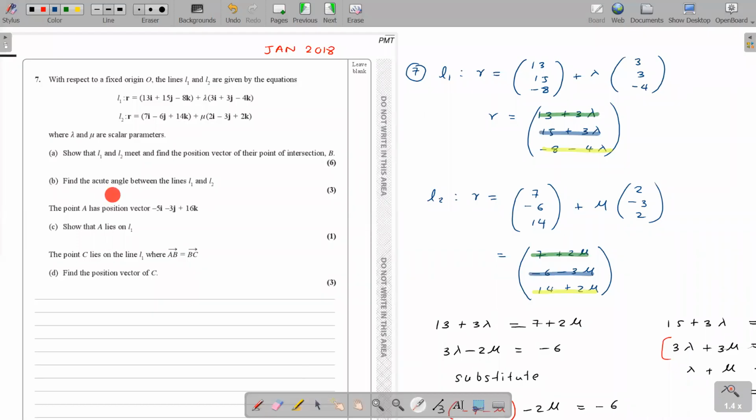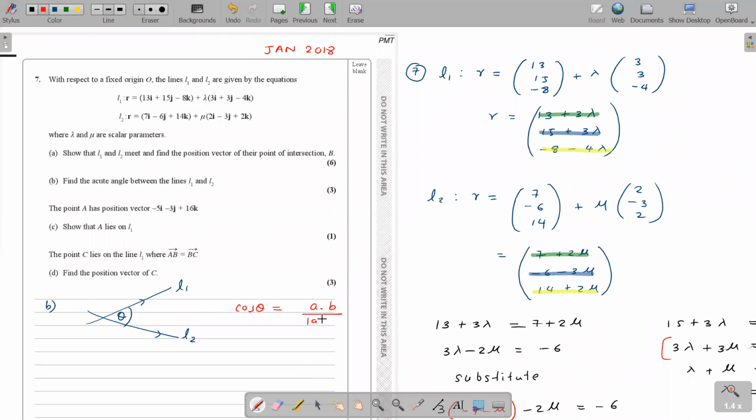Then in part B, find the acute angle between line 1 and line 2. Okay, so you know that the lines intersect. So you need to find the acute angle between the two intersecting lines. So how do you get the acute angle? When you have two vectors, we normally use cos theta equals A dot B over modulus A modulus B, isn't it? This is the equation we use.